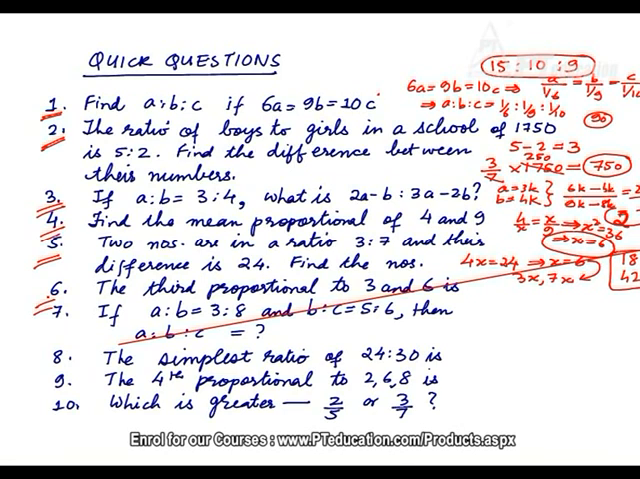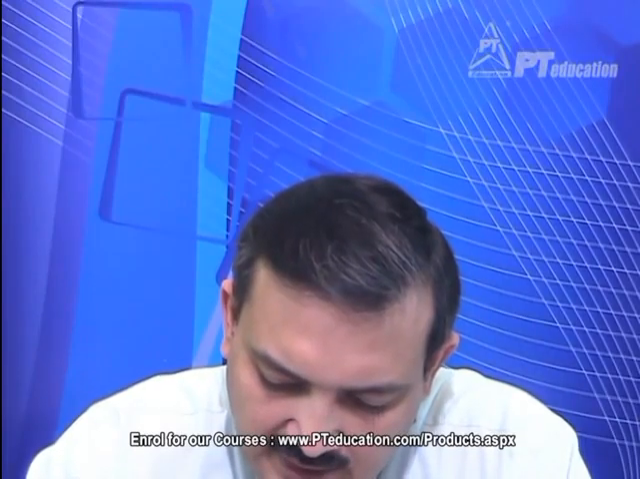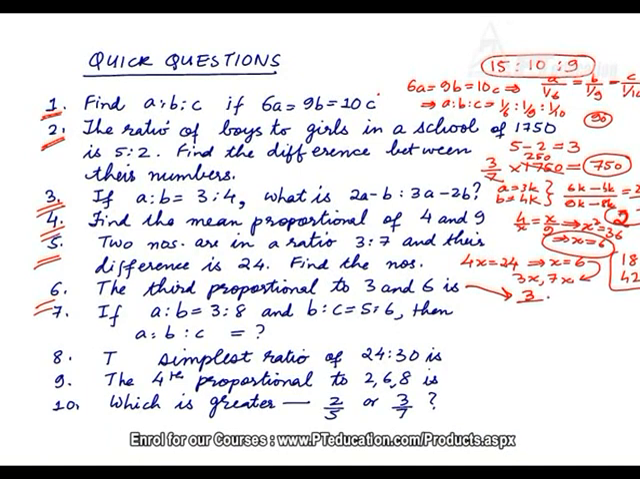What is the third proportional to 3 and 6? Question number 6. So the solution is very simple. The third proportional to 3 by 6 will be found by 3 by 6 will be equal to 6 by x. That gives you x will be equal to 36 by 3, which will be 12. So our answer to question number 6 is 12. I hope this is clear. We move on to question number 7.